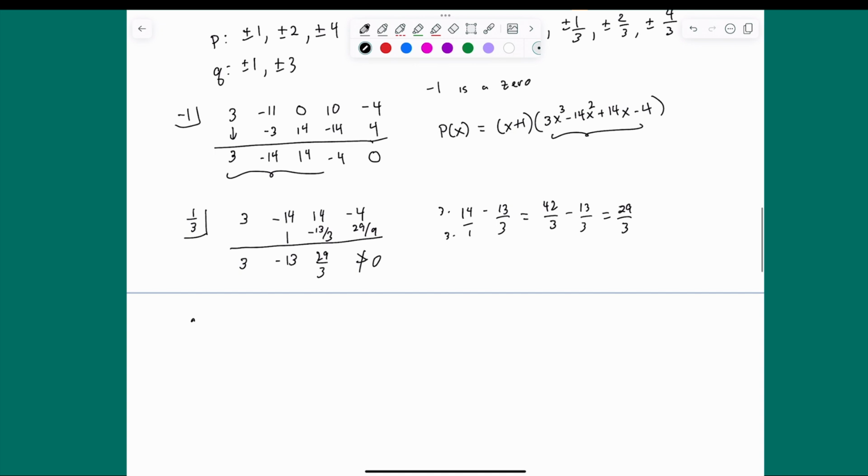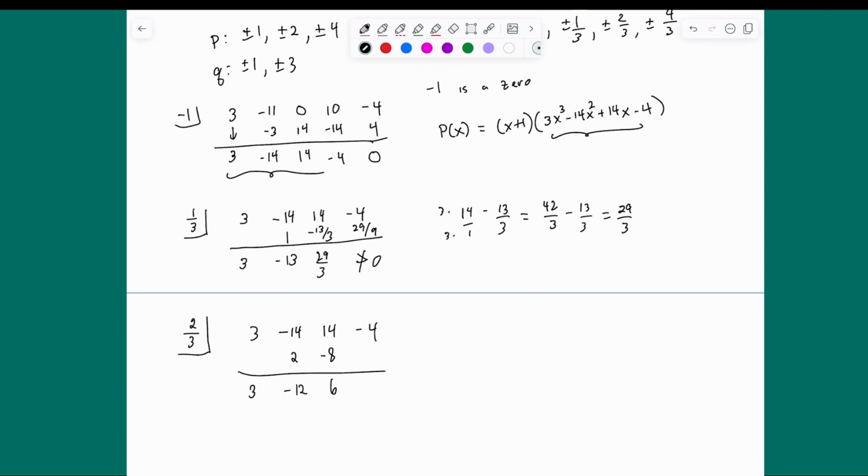Alright, let's try 2/3. And plug in our same coefficients here. So 3, negative 14, 14, and negative 4. Alright, so bring down the 3. 2/3 times 3 is 2. Add them, we get negative 12. 2/3 times negative 12. Well, 3 goes into negative 12 4 times. So we get negative 4 times 2, which is negative 8. So 14 plus negative 8 is positive 6.